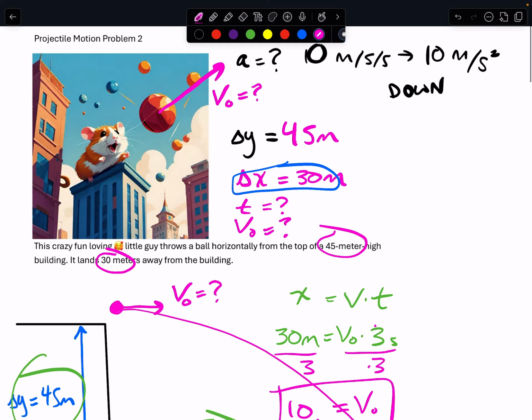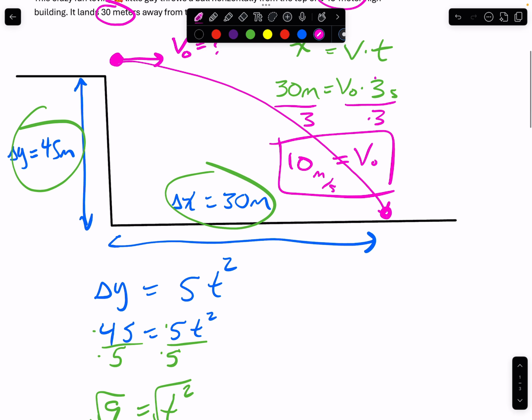And I think that answers everything. How about this? When the ball hits the ground, it's moving this way with the same V naught it had up here. It's 10 meters per second. How fast is it moving in the downward direction? What is Vy?